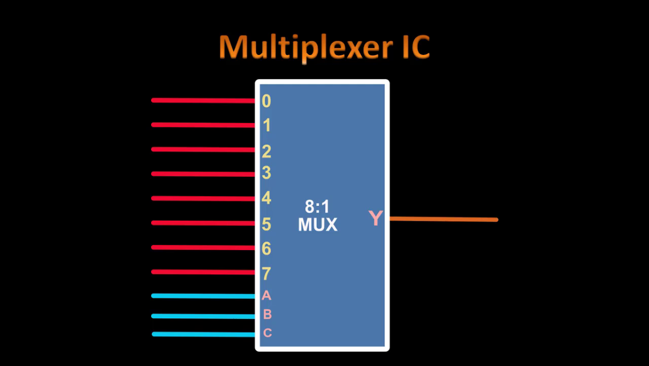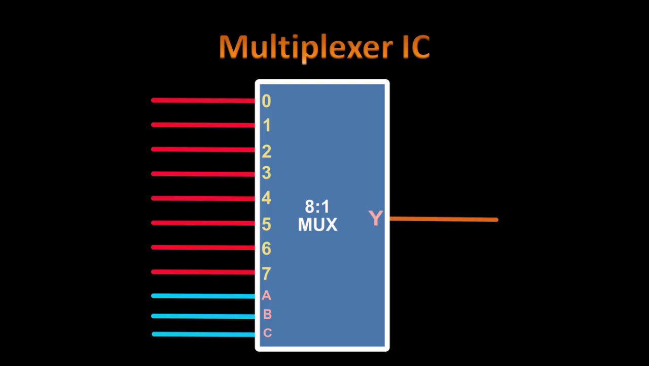So how does it work? Let us see how it works. Suppose the select lines are all 0 0 0, so 0 0 0 is actually 0. What will happen here? Whatever input we are having at 0, because there are 8 inputs, only one input will go to the output line. In this case, because the select lines are 0 0 0, input 0 is selected, which we get at the output.